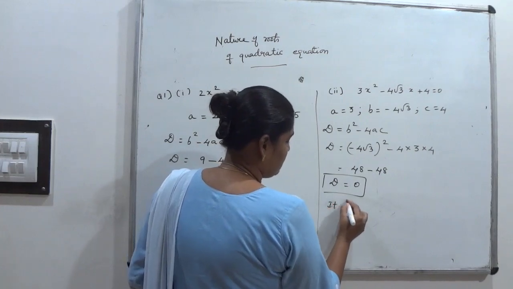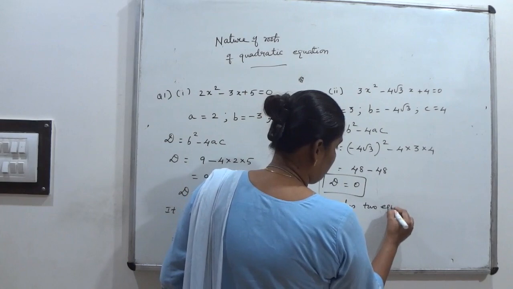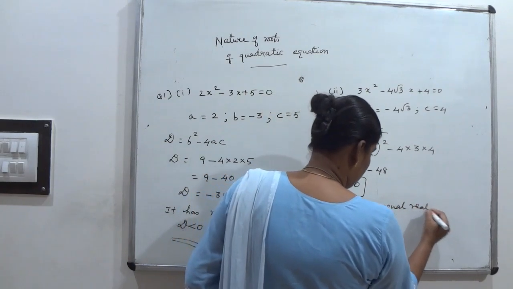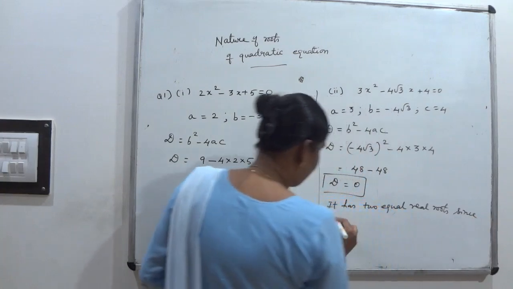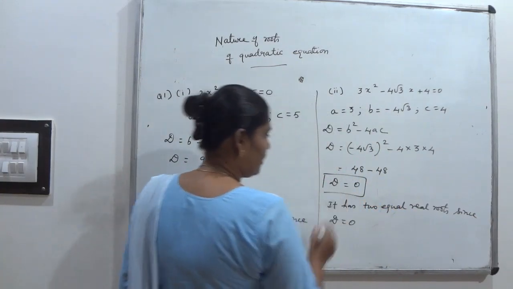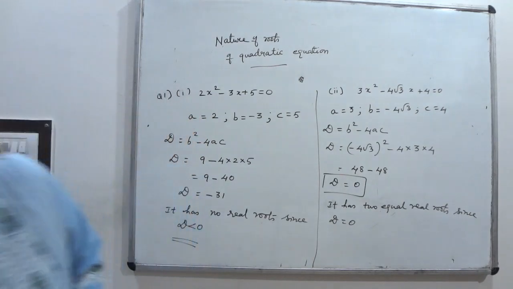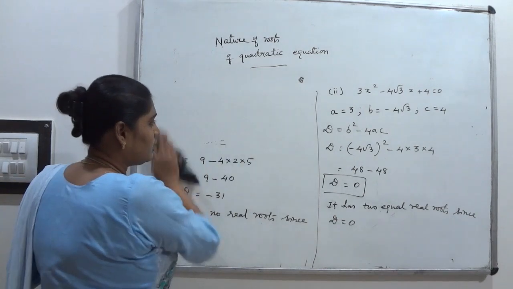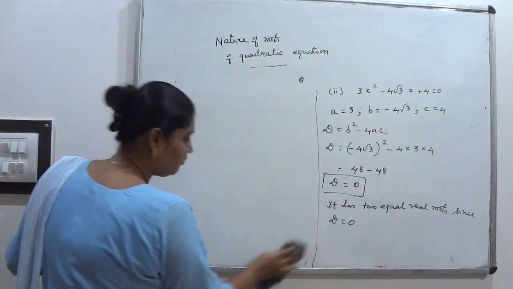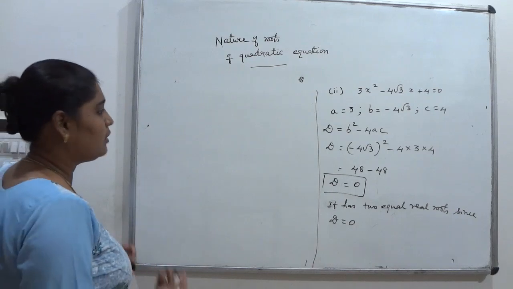It has two equal real roots since capital D equal to 0. If it has real roots, you have to find them by any way, by completing the square, quadratic formula, or middle term splitting. Any way you can find out.